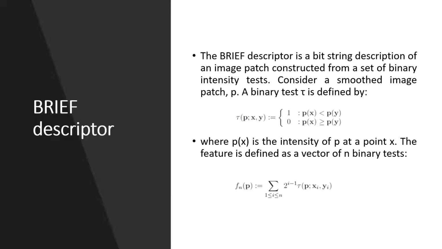The features are all collected in a vector of n binary tests, which is represented by the equation f_n of P, which is a sum of 2 to the power i minus 1 times T, the binary code which we obtained from the above equation, in the form of zeros and ones.